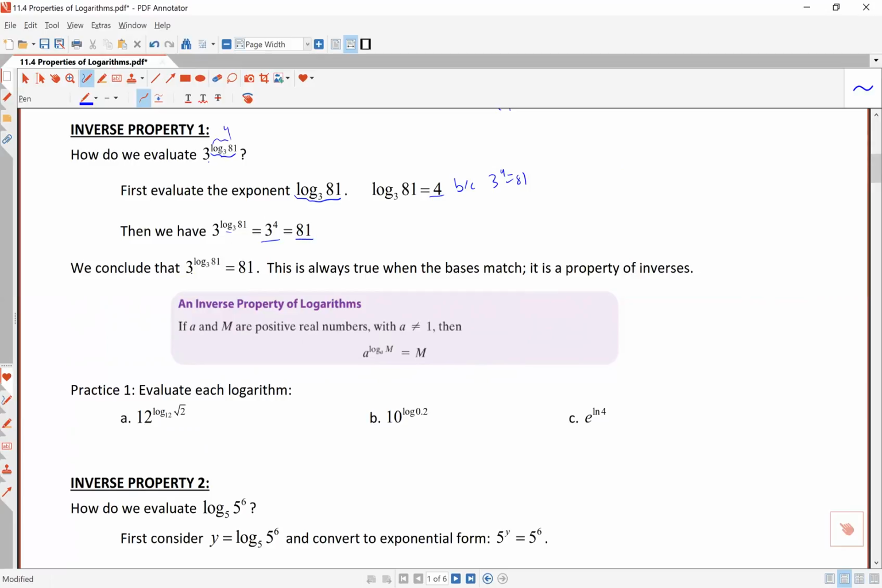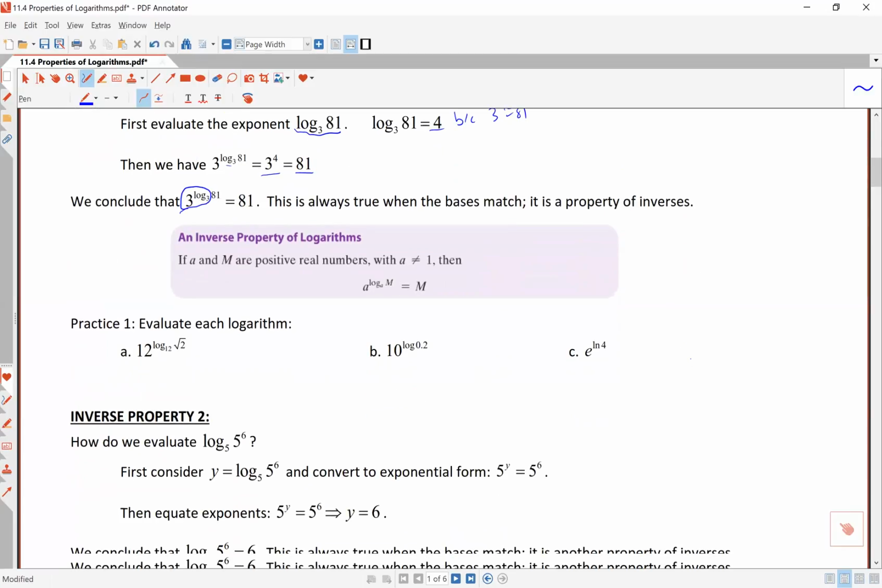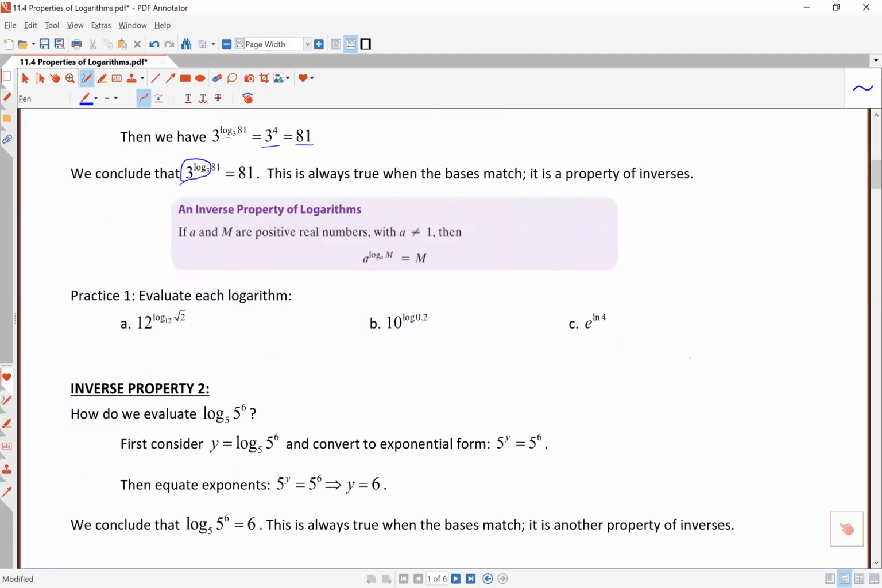So we like to say that these things undo each other. The exponential and the logarithmic, they undo each other. This is always true when the bases match. It's a property of inverses. So here are 3 practice problems for you to try. I encourage you to press pause in your video and work these out, and come back when you're ready to see the solution.